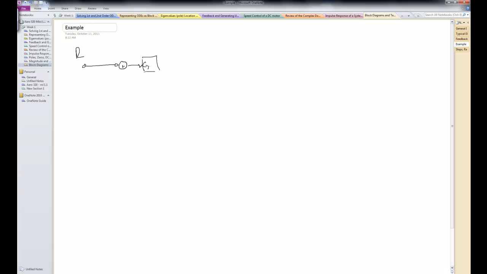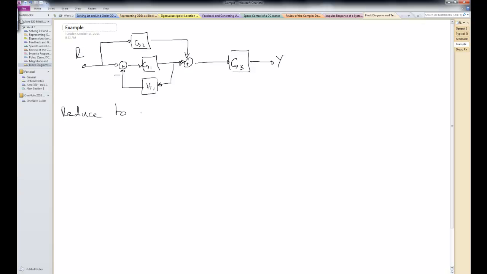I've got G1, take the signal, multiply by G2. Those two come forward and get added up there. And then that sum gets multiplied by G3, and that output there is Y. And let's say there's one feedback loop right here, and that's H1 feedback with a minus sign. Okay, and I want to reduce to one block.